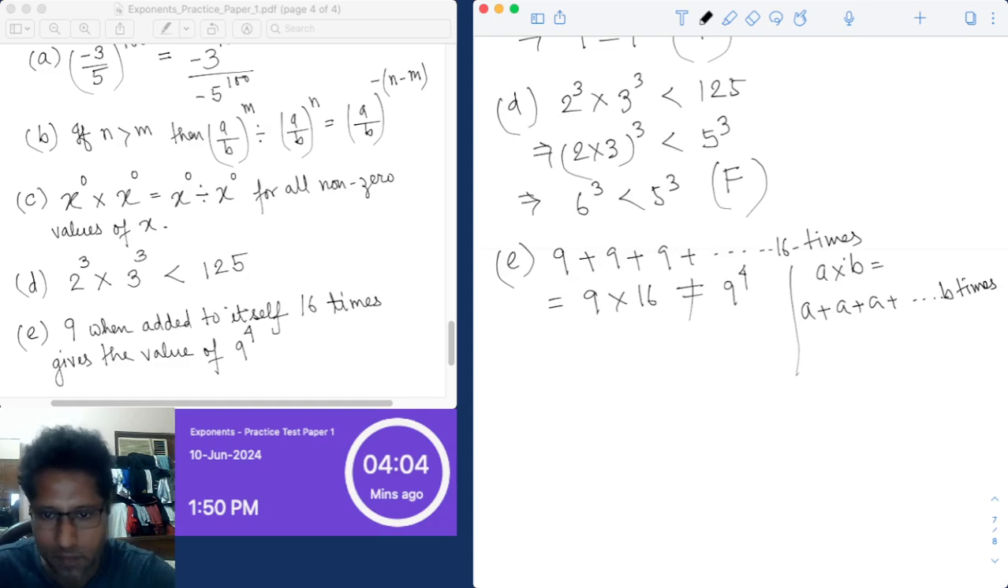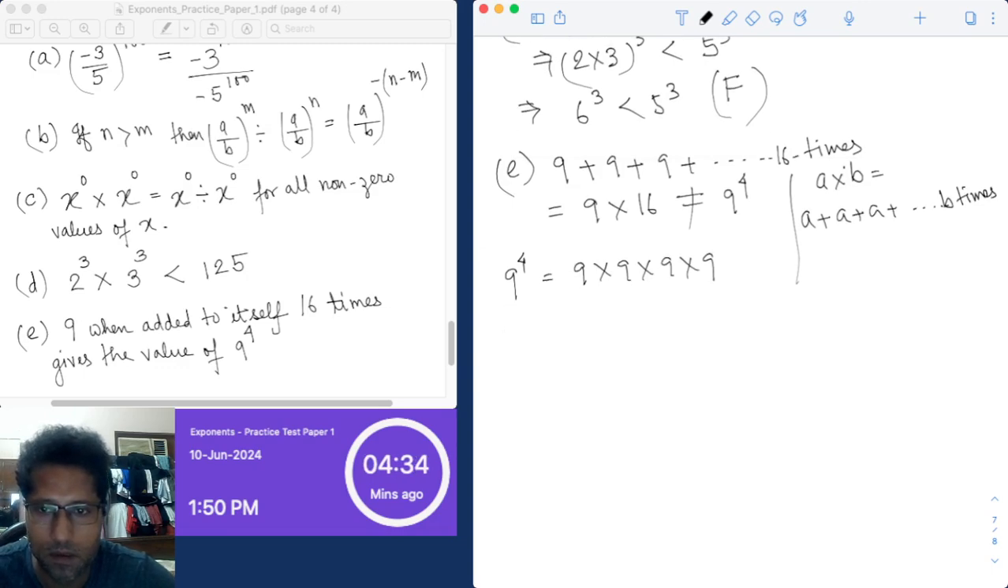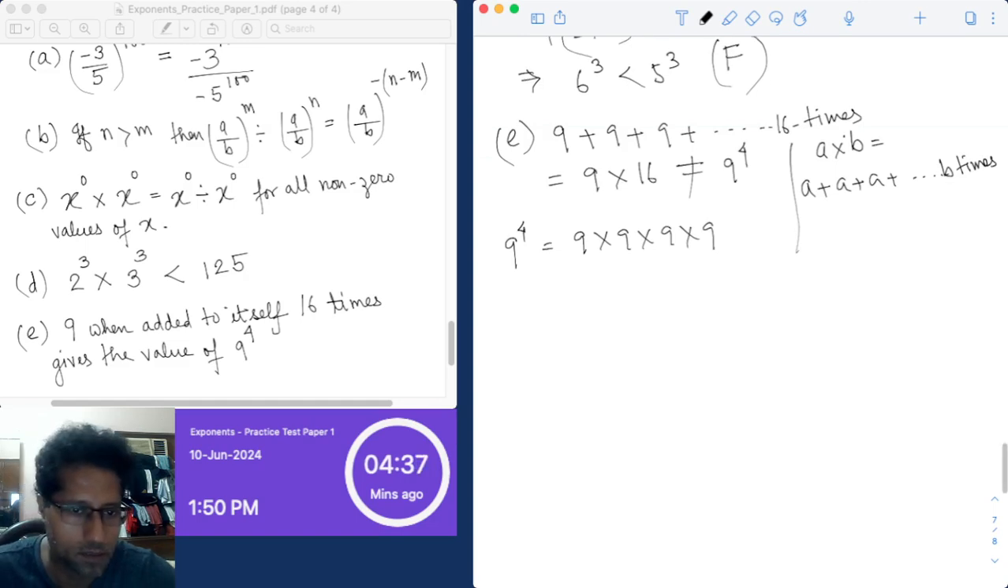In fact, what is 9 to the power 4? It is 9 into 9 into 9 into 9. So 9 added 16 times is 9 into 16, which is not equal to 9 to the power 4. Okay, that was the last question.